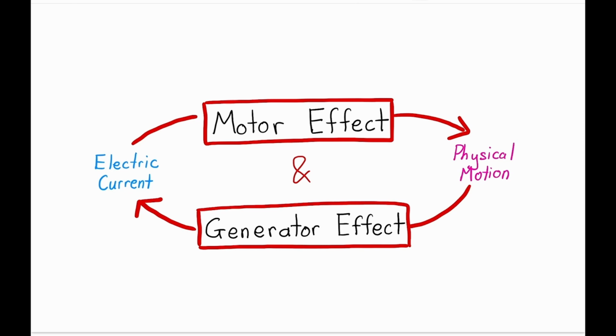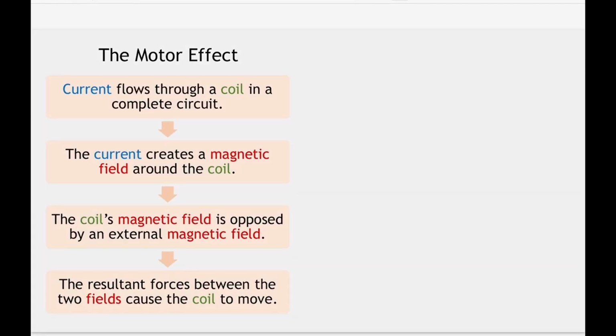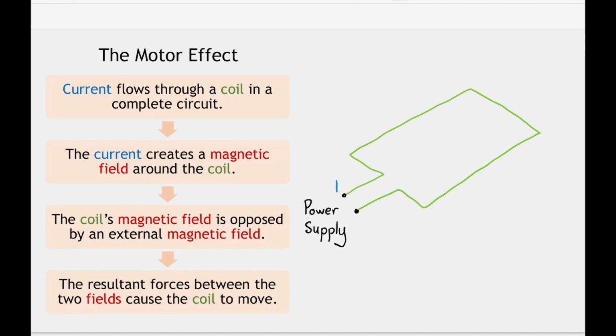We're going to start by looking at the motor effect in more detail. Here are the key steps that you will need to understand. We begin with a coil, shown here in green, that is connected to a power supply, making a complete circuit. At GCSE physics, we assume that current flows from the positive terminal to the negative terminal in a conventional direction, as shown here by the blue arrows.